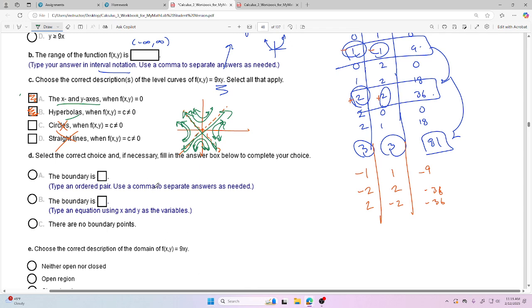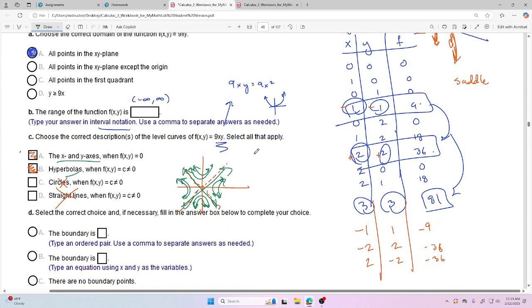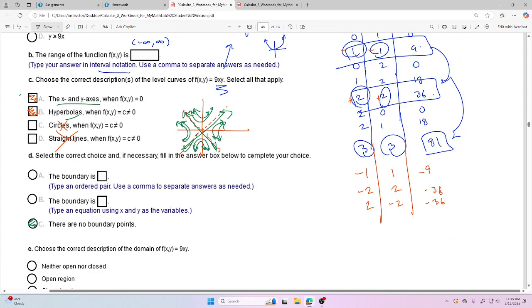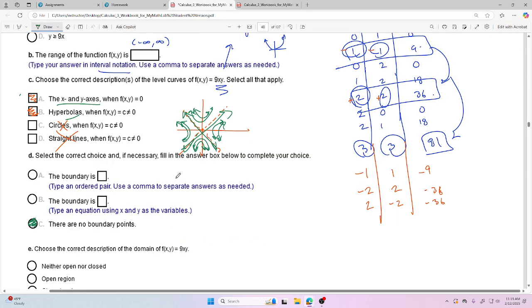And you can always make a table. So select the correct choice. The boundary. Is there any boundaries? Look, the saddle. Does it have any like holes? Any division? Any square roots? No. No boundary points. That's my answer for that. Is that what they had? Okay, good. We're on the right place.